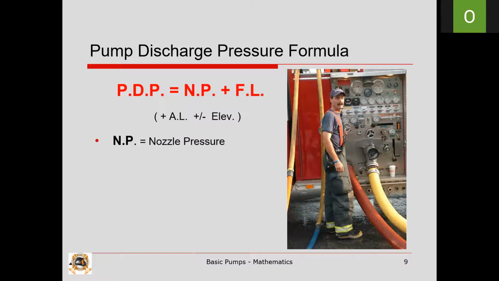Nozzle pressure, that's the pressure you need to have to make the nozzle operate, like we've talked about before. That's the pressure you need to give yourself a working stream and to give yourself the maximum flow for that. Friction loss, again, is the resistance of the hose against the water, what you have to overcome to generate the right pressure.